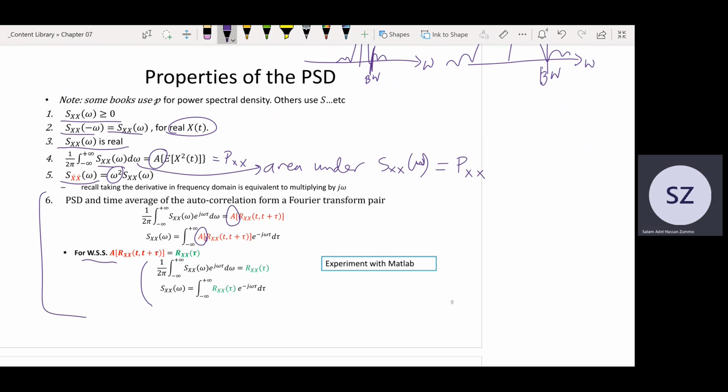If it is wide-sense stationary, the autocorrelation function is not a function of time. And if it is not wide-sense stationary, it is a function of time. And because of that, you need to take it down.